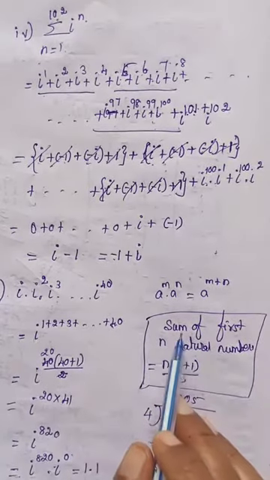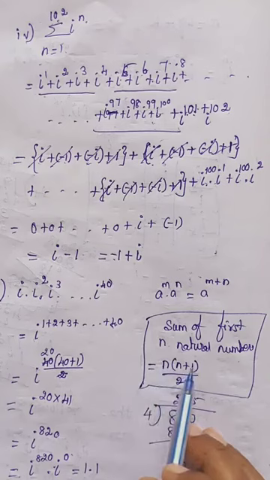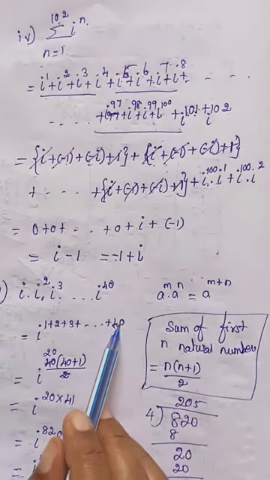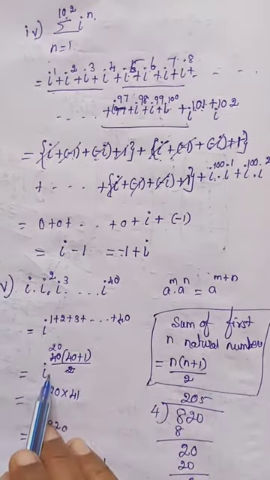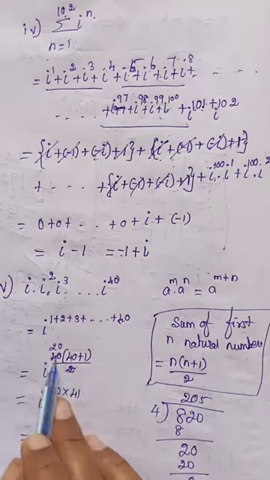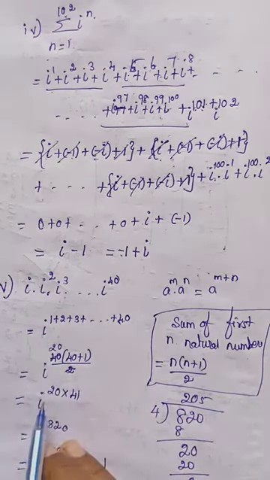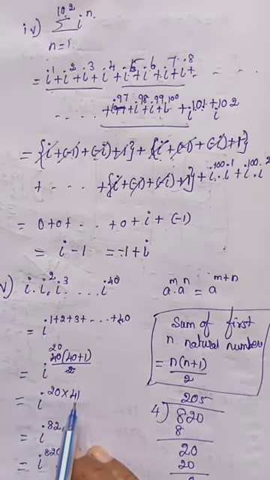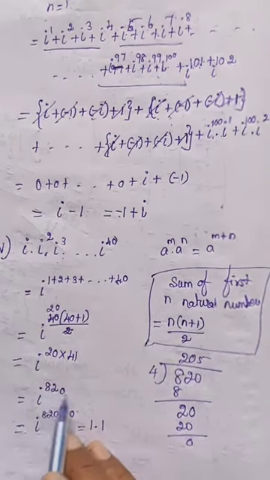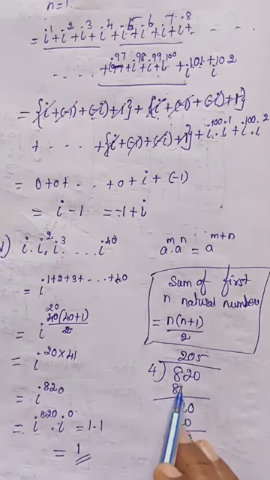We know the formula for the sum of the first n natural numbers, that is n into n plus 1 divided by 2. So here the value of n is 40. So i power 40 into 40 plus 1 divided by 2. Both are divisible by 2, so 20. That is i power 20 into 41. 41 into 20 is 820. Now we have to divide and check it.